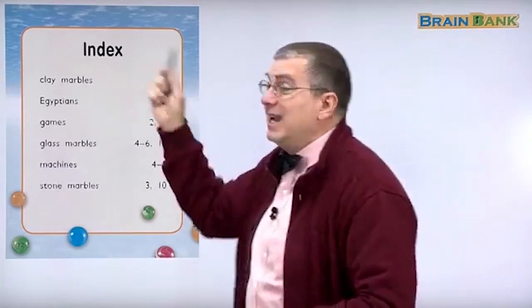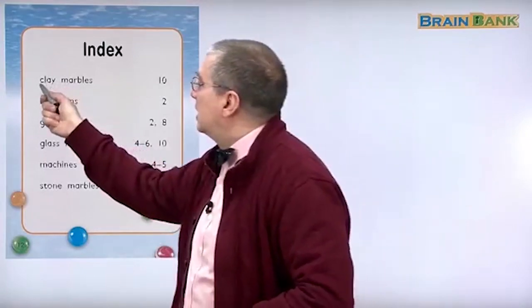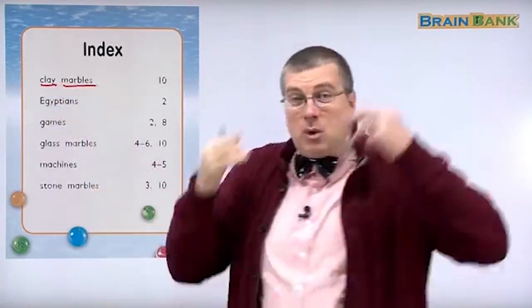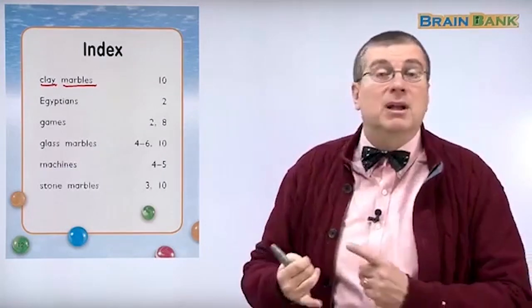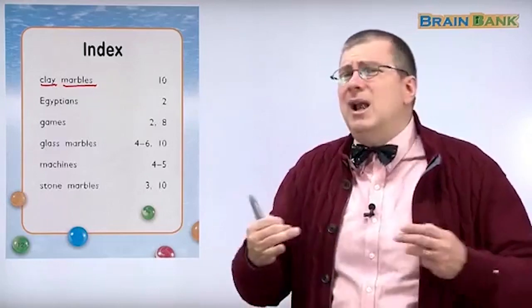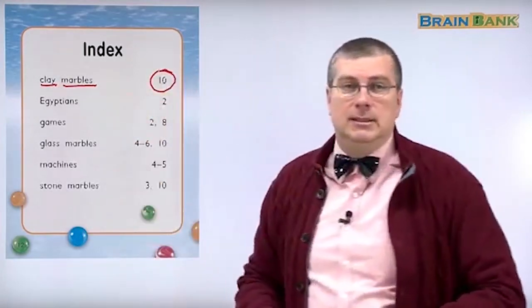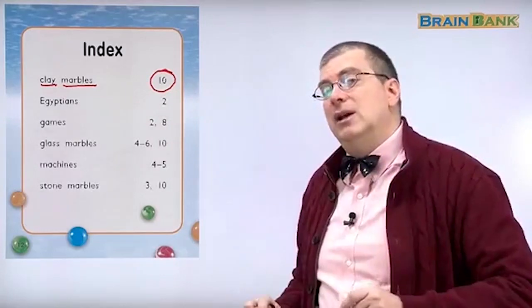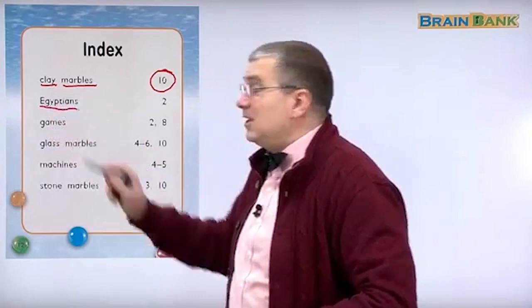So the first item, the first thing in our index is clay marbles. We want to know, oh, clay marbles, those are special. Not glass, not stone, but clay. Where did we read about clay marbles? Where was that in the book? It was on page 10. Okay, so an index is a very good tool. It's very useful.